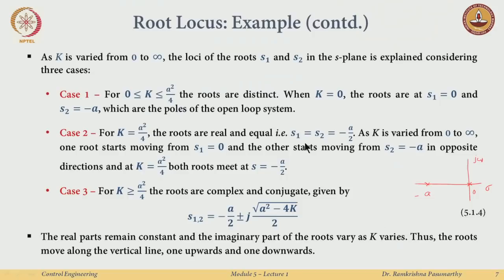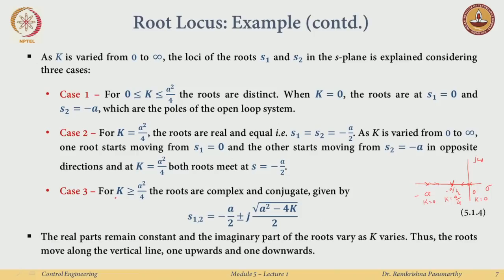For k equal to a squared by 4, the square root term disappears and I have equal roots, minus a by 2 and minus a by 2. So, this occurs at k equal to a squared over 4. So, when k changes from 0 until it reaches a squared by 4, what I see is that this root starts moving here and this root starts moving here, until they both meet at this point, at k equal to a squared over 4, and this point is just minus a over 2.